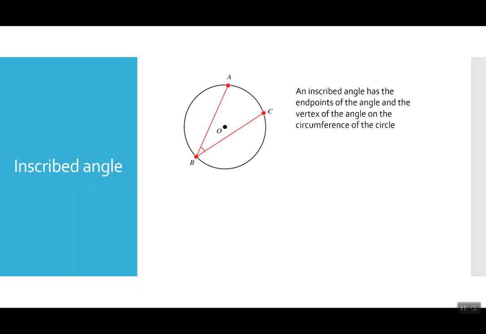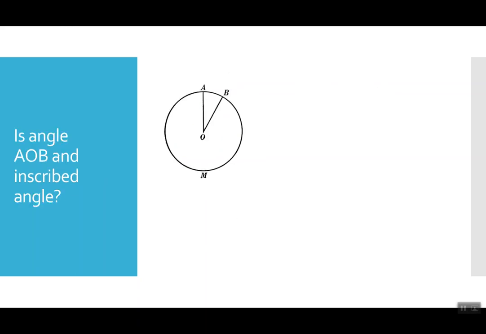Let's talk about inscribed angles. An inscribed angle has the endpoints of the angle and the vertex of the angle on the circumference of the circle. So in our previous examples, we were looking at the center, and we will use the center to talk about the radians and to look at degrees. Now, for this example, you can see B, which is the vertex, is actually on the circumference of the circle as well. So it's important that all 3 points that make up the angle are on the circumference of the circle.